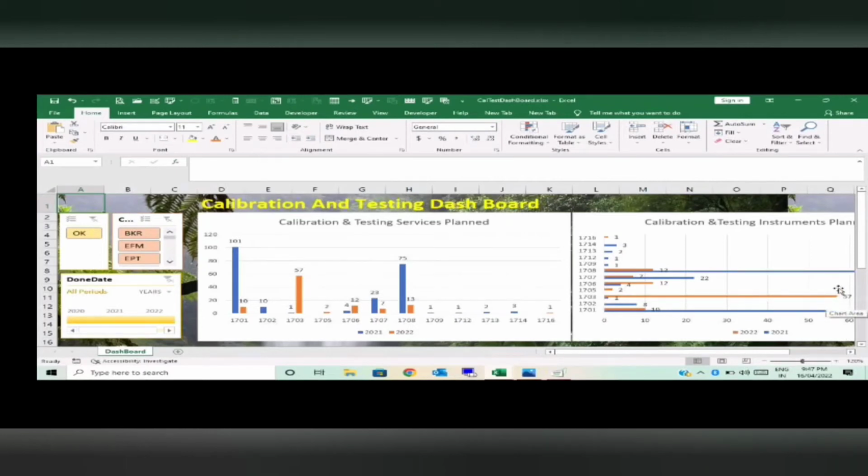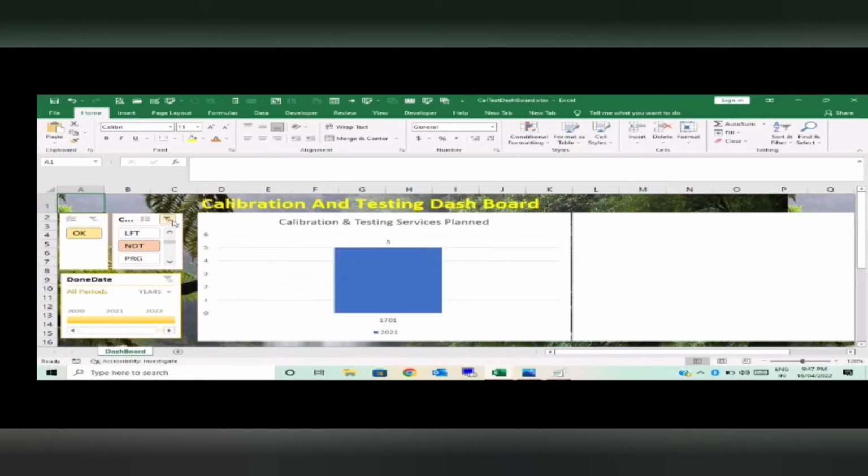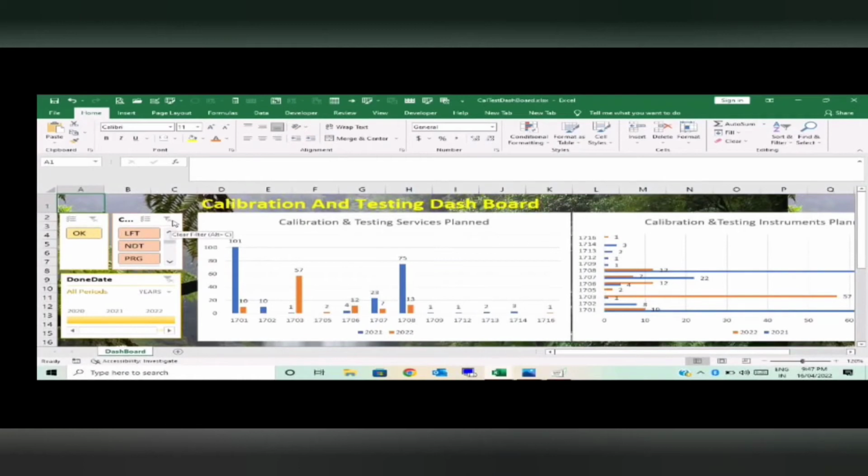Now I have identified, and I have made a prototype for you to make you understand. Various services I have identified: EPT, EFM, BKR, LFT, PRG, EPD. These are the code words. TRO means transformer oil, HYD means hydraulic test, and there is also non-destructive test. See, since I clicked, it is moving. This is the benefit of dynamics. So these are the areas identified for the services.